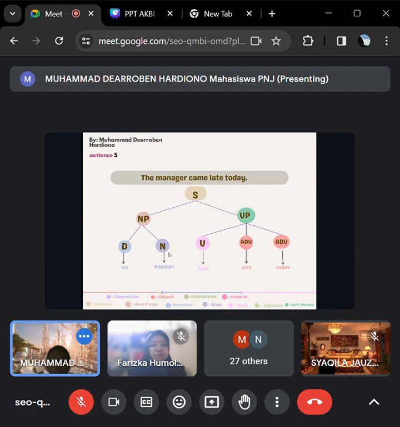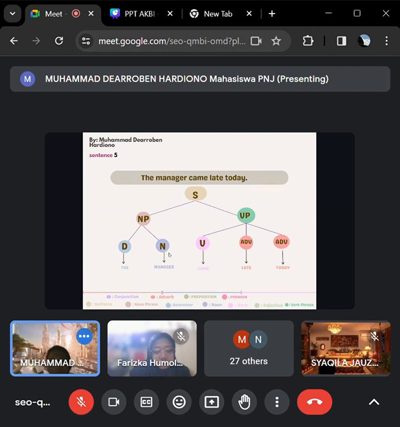And the last one, the manager came late today. Is symbolized by S and consists of two elements, noun phrase and verb phrase. The first element is noun phrase, consists of two elements, determiner and noun. The determiner used is the, which is a definite article, and the noun used is manager, which is a singular common noun.